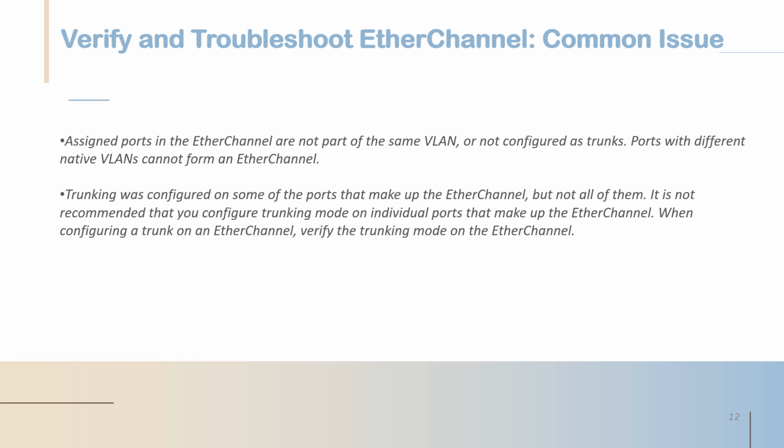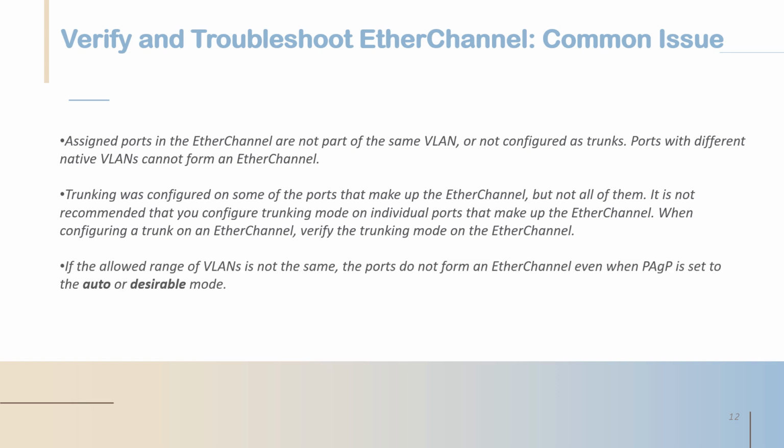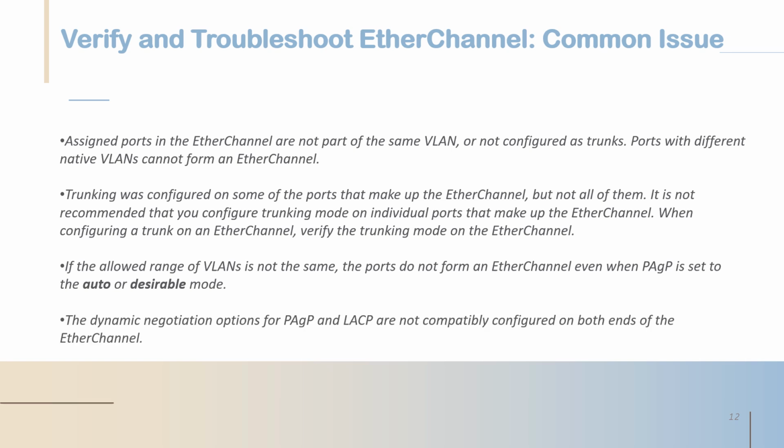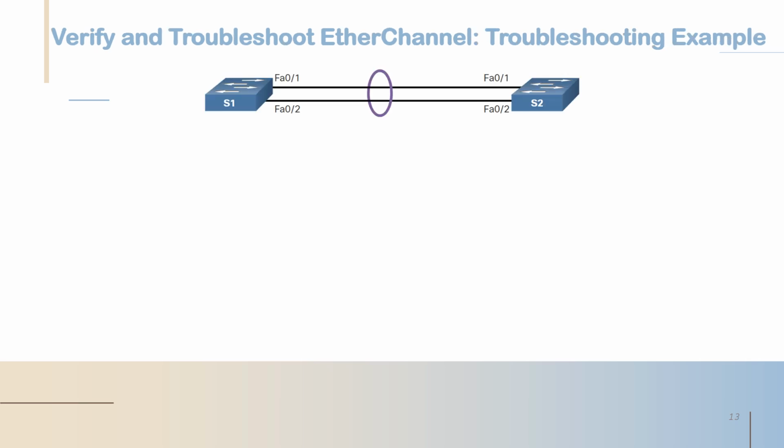And then, if the allowed range of VLANs is not the same, the ports do not form an EtherChannel, even when PAgP is set to auto or desirable mode. And lastly, the dynamic negotiation options for both auto-negotiation protocols are not compatibly configured on both ends of the EtherChannel. Let's see an example about this.